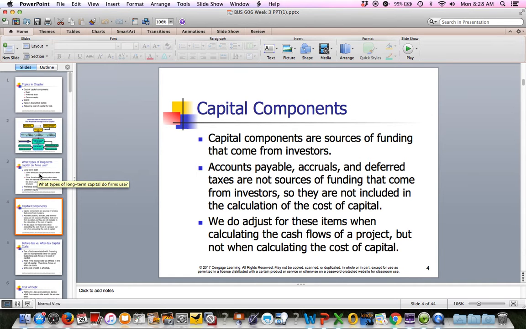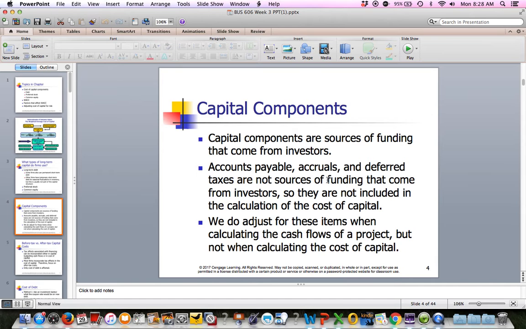So capital components is really, ultimately, any source of funding that comes from investors. Okay, that's really what it is. So that's your debt and that's your equity. Accounts payable, accruals, deferred taxes are not funding from investors. They're more accounting things. They're more just things that show up because we have accounting going on.